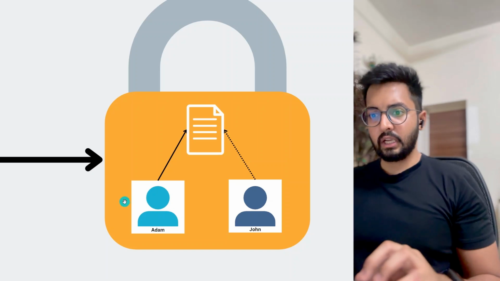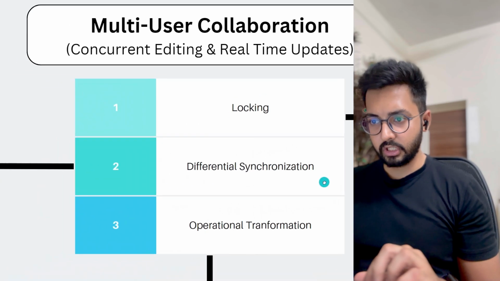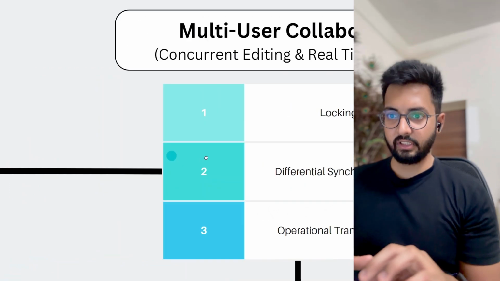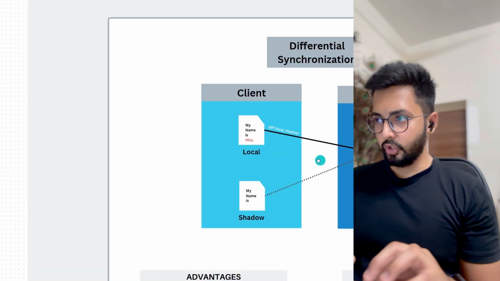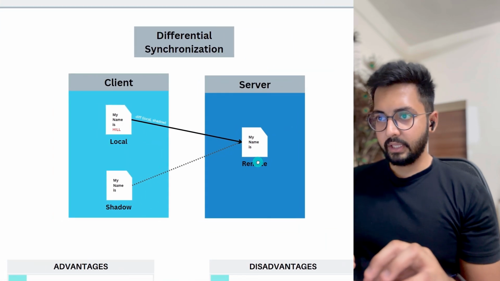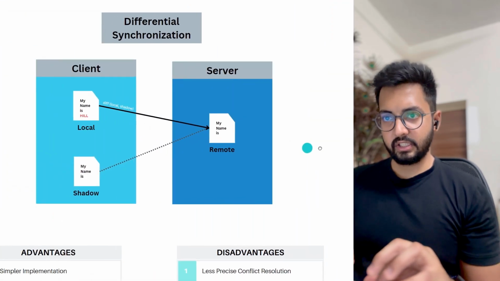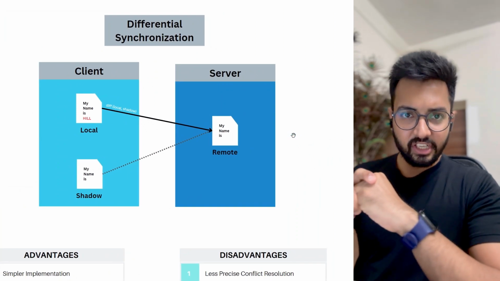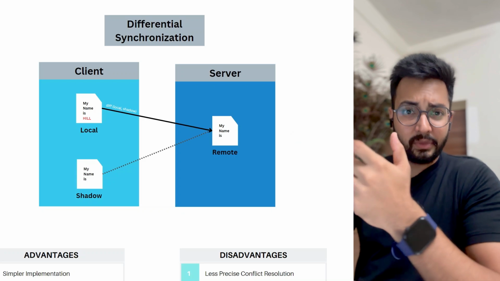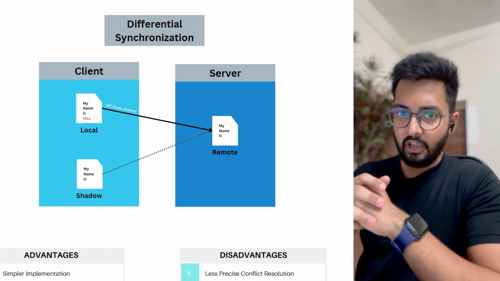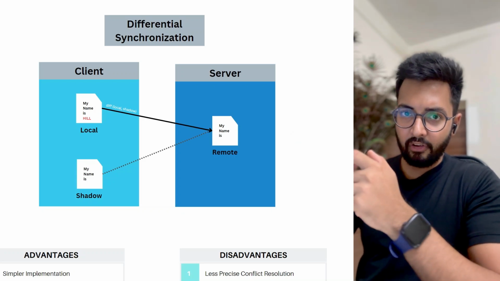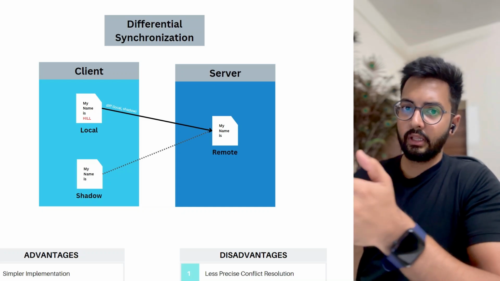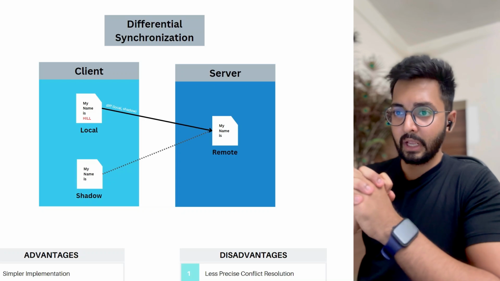So let us talk about the second approach, that is differential synchronization. So what happens in the differential synchronization strategy? Let me show you the diagram. Yeah, here is the differential synchronization diagram. In differential synchronization, it is something similar to git diff, where differences are compared between the newer version of the document and the older version of the document. The differences are compared. It is similar to git diff.